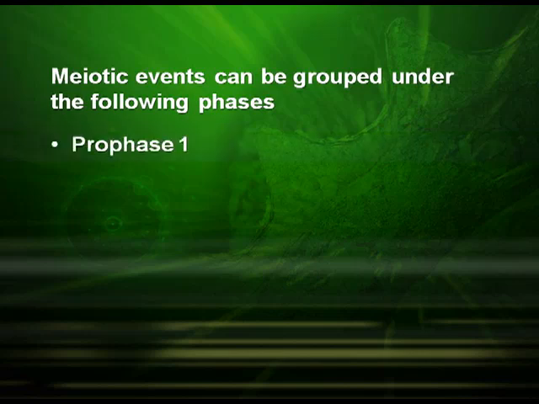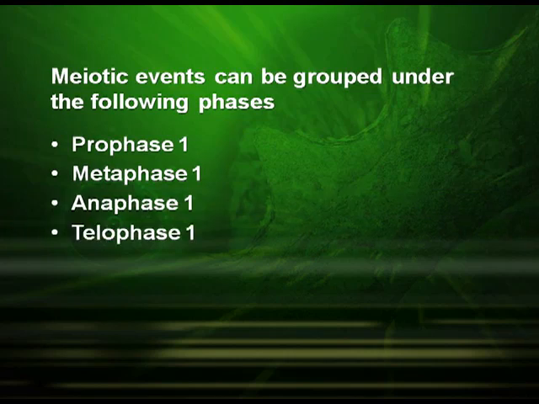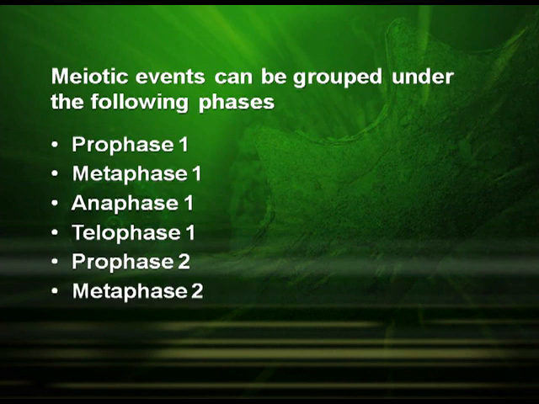It involves certain other features such as pairing of homologous chromosomes and recombination between them. The events of meiotic cell division can be grouped under the following phases: prophase I, metaphase I, anaphase I, telophase I. Then meiosis II: prophase II, metaphase II, anaphase II and telophase II.